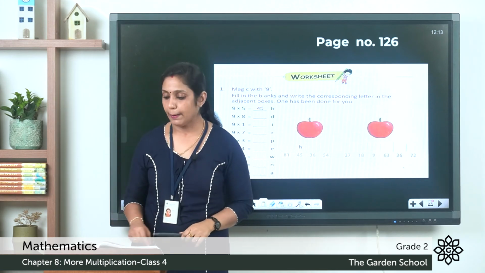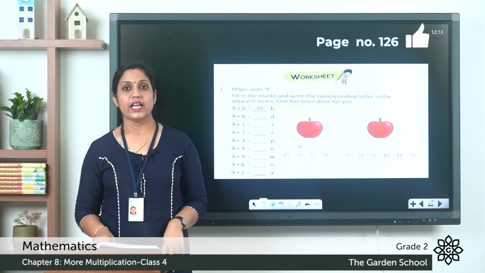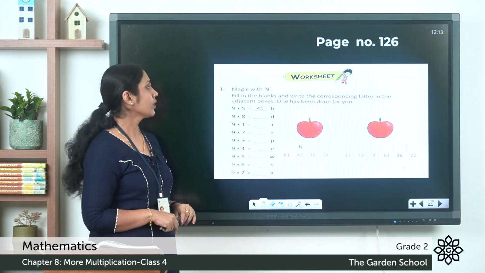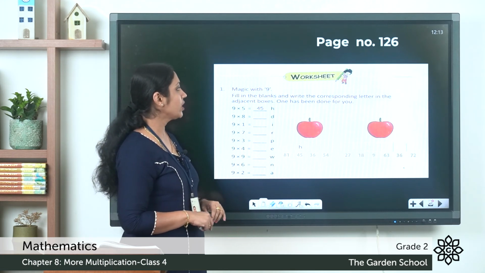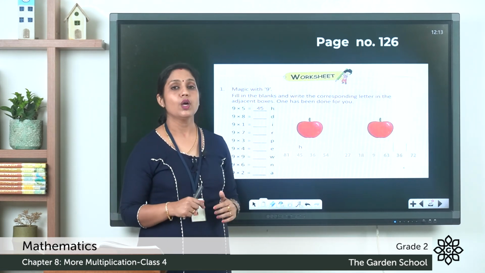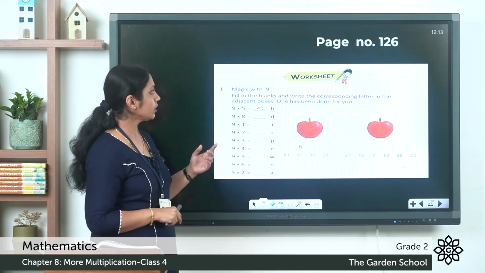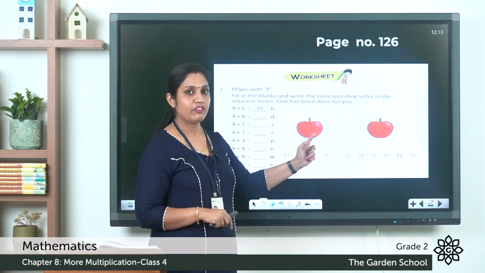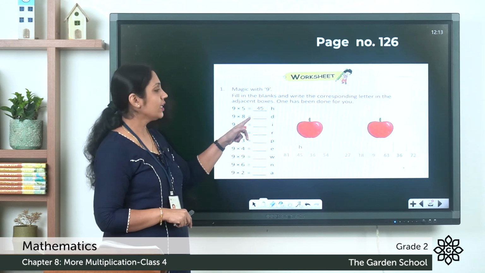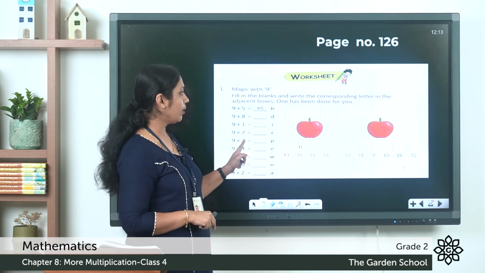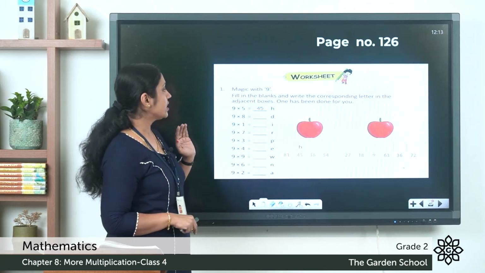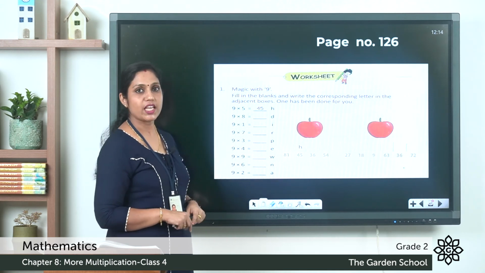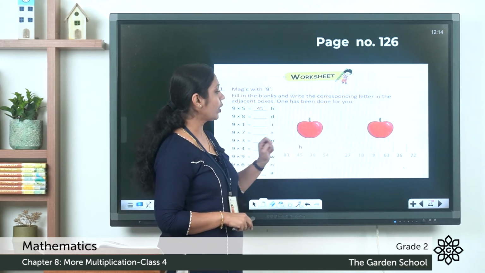Let's move on to a worksheet, page number 126. So we'll start doing it. Magic with 9. Fill in the blanks and write the corresponding letter in the adjacent boxes. One has been done for you. So here it's a magic with the 9s table, and here some numbers have been given, and along with this multiplication table some letters have been given. So we have to find out the number and write here. So first one is done for you. 9 into 5 is equal to 45, and you can see the letter H has been given here. So near 45 go write H.